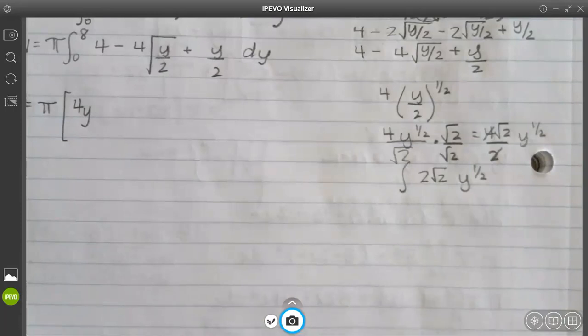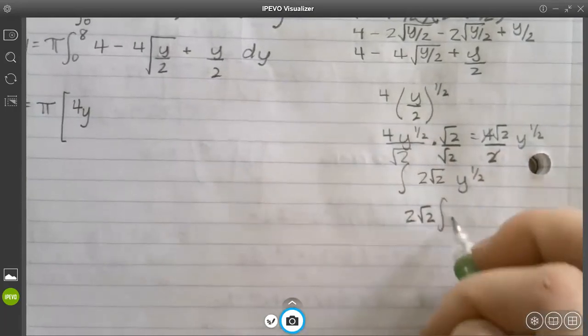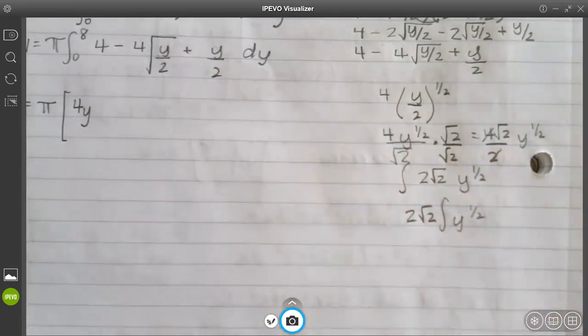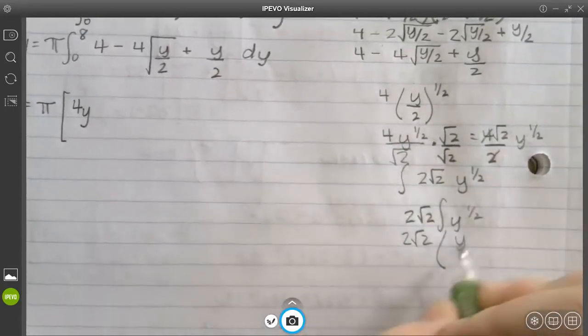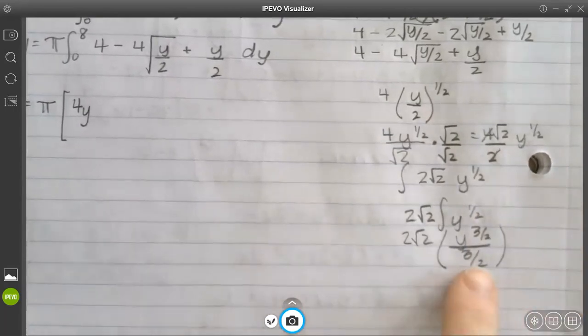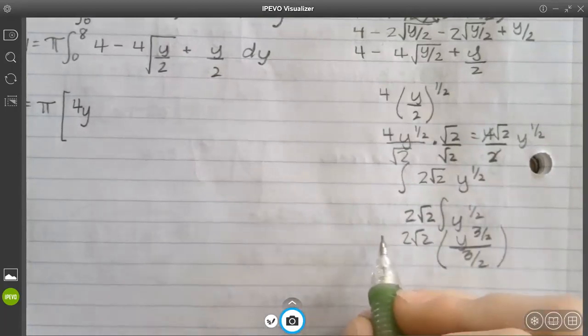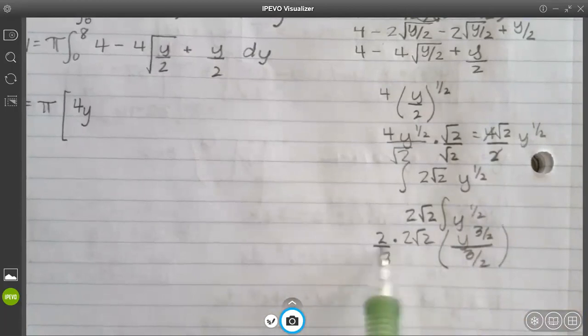I know it sounds crazy. Do we have to integrate 2 square root of 2? No. But I need to integrate y to the 1/2. What is that? Y to the 3/2 over 3/2. But do we divide fractions? What do we do? So if I flip it, it's 2/3, right? So what am I going to have right here?